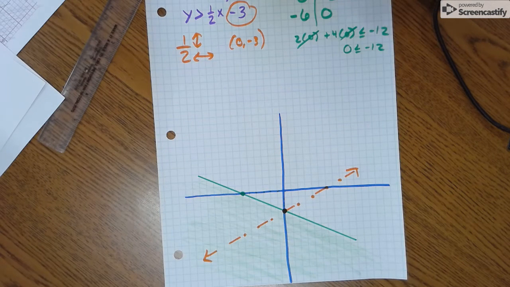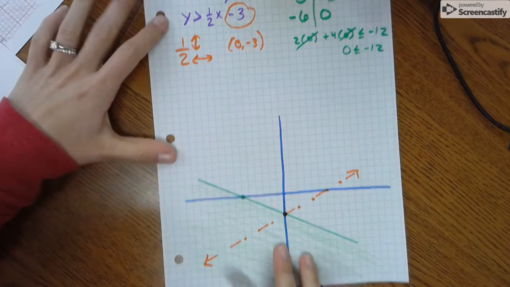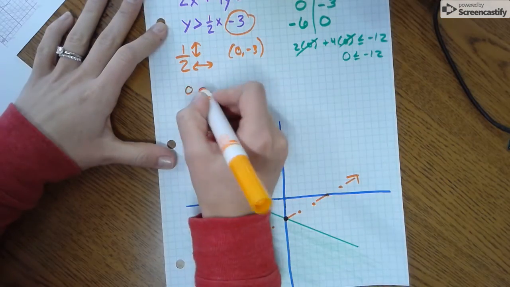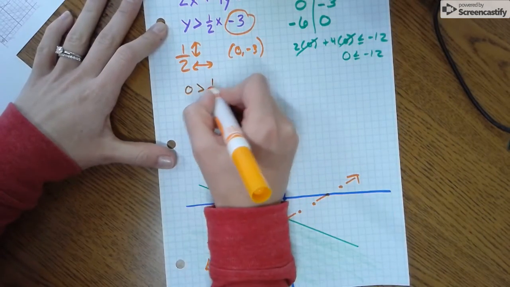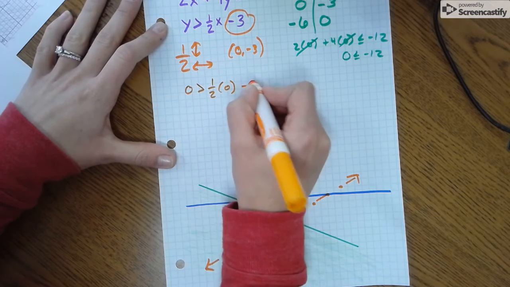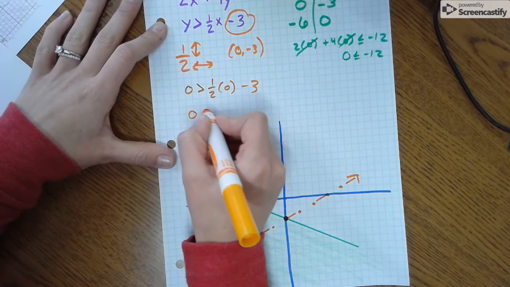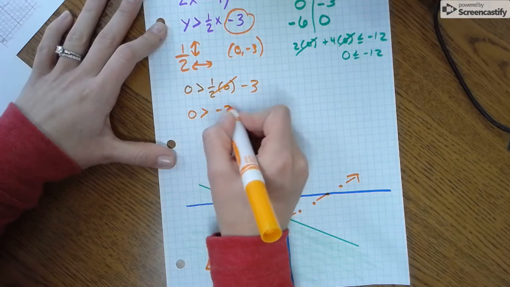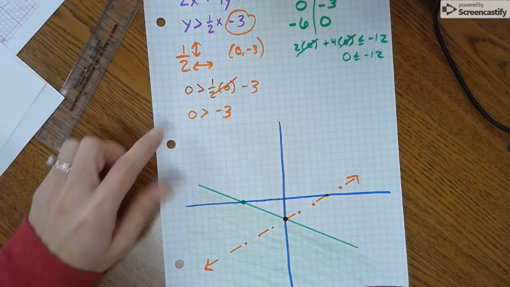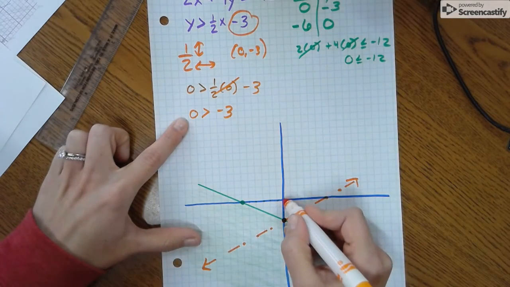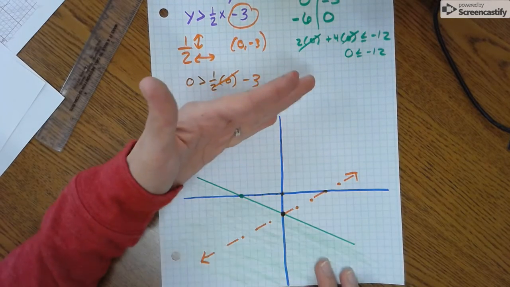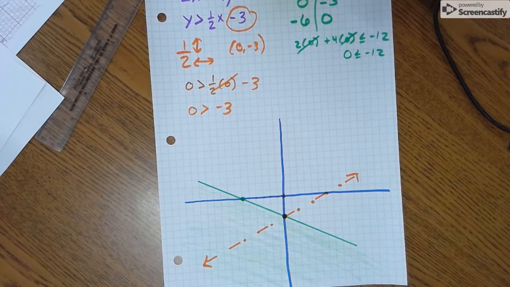So I'm going to take 0, 0 and I'm going to plug it into the original inequality. So that would be 0 is greater than 1/2 times 0 minus 3. So 0 is greater than negative 3. This is a true statement. So that means that anything towards 0, 0 will also make a true statement. So I'm going to shade in that direction.